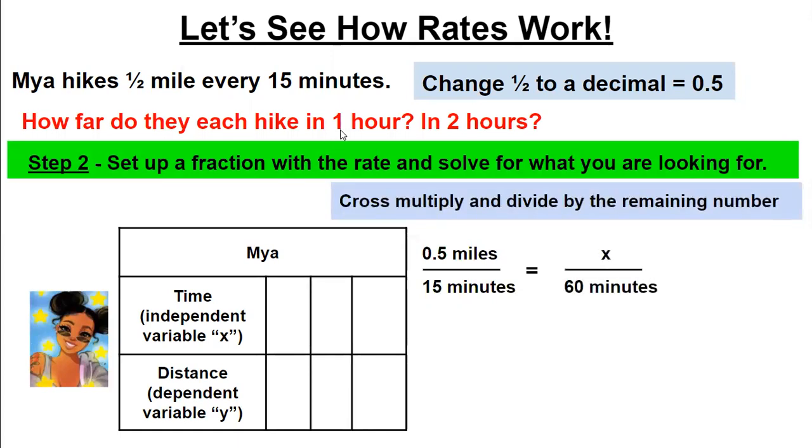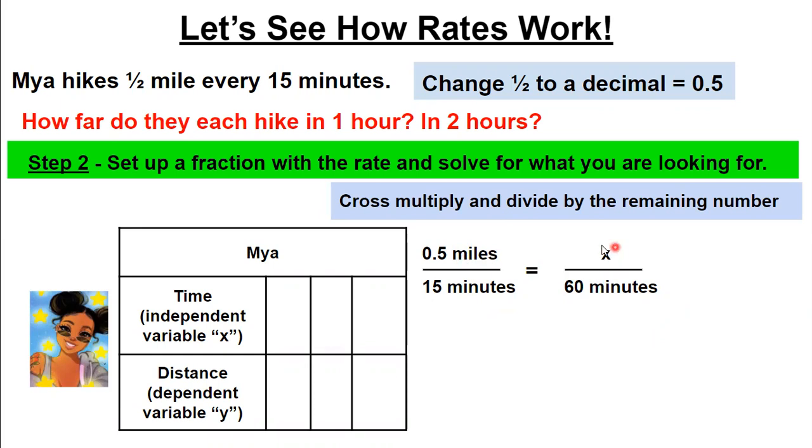So we want to know how far she goes in 1 hour. And I know how many minutes are in 1 hour. There are 60 minutes in 1 hour. So I'm going to do 60 minutes instead of the 1 hour because my 15 here is in minutes. Notice how I have minutes across from minutes. And I'll have miles across from miles. I have an X here because that's the number we're trying to find right now. We want to know how many miles she walks or hikes in 60 minutes.